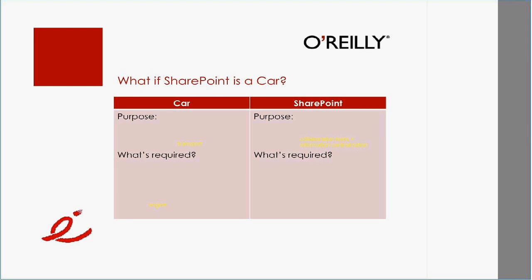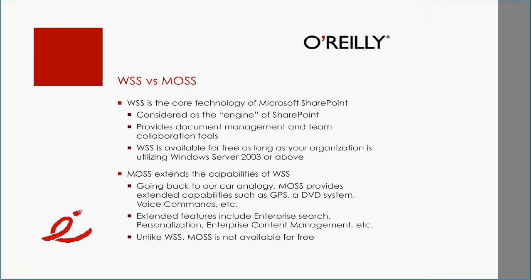So what about SharePoint? What do we need in SharePoint to provide collaboration tools and information centralization? Well, in SharePoint, WSS, also known as Windows SharePoint Services, is the core technology of Microsoft SharePoint. This is considered the engine of SharePoint. It provides all the collaboration tools and information centralization tools that we need.